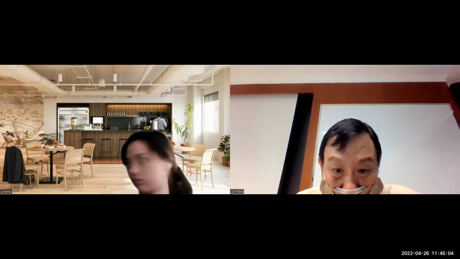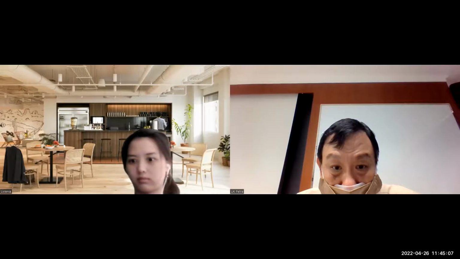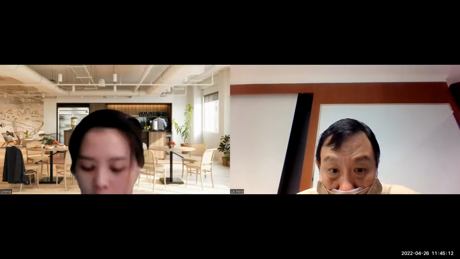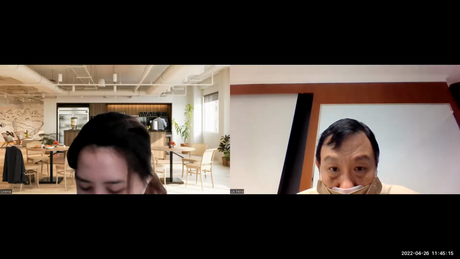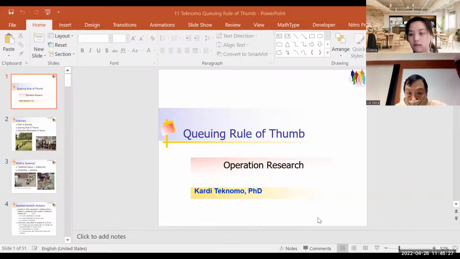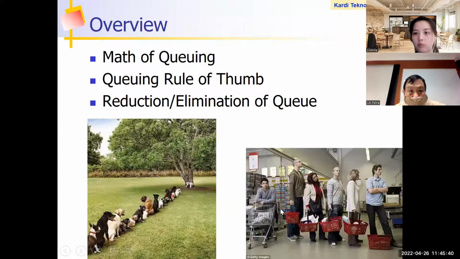Where is the slide? Let's talk about it in more detail. I will give you a lot of examples after this. Can you get the slide in Lentera? The last slide there, the queuing rule of thumb.